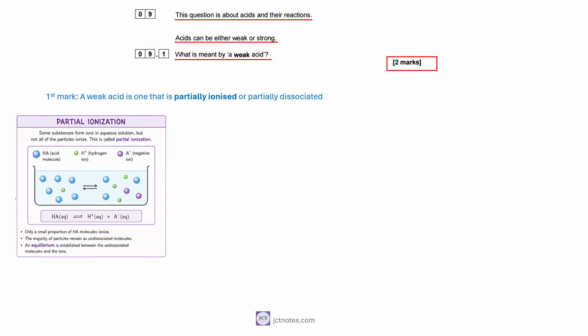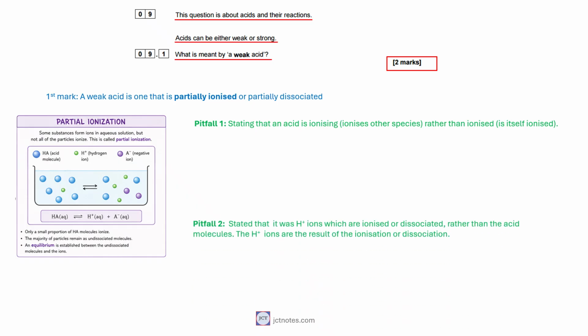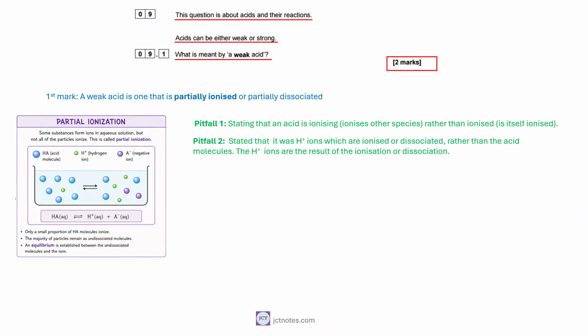For our first mark, we need to describe what happens to the acid molecules. A weak acid is one that is partially ionized or partially dissociated. This means only a small fraction of the acid molecules split apart into ions when they interact with water. Now, be very careful with your grammar here. The examiner's report explicitly warns that some students incorrectly wrote that the acid is ionizing, implying it actively ionizes other species. You must state that the acid molecules themselves are ionized. Furthermore, do not say that the hydrogen ions are ionized or dissociated. The hydrogen ions are the result of the process, not the starting point. It is the original acid molecules that undergo partial ionization.